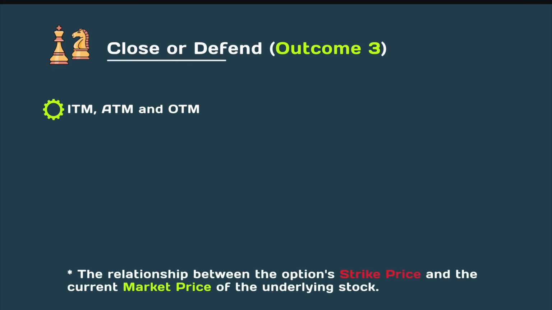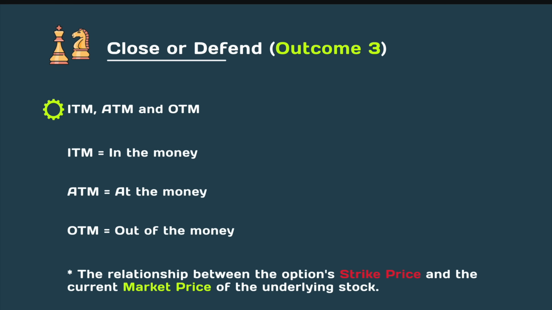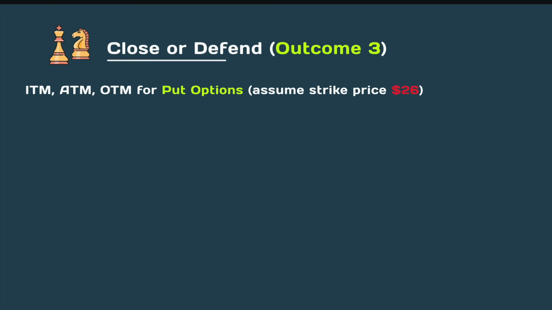So now here's the second idea over here. It's the relationship between the strike price and the stock price or the market price of the underlying stock. In this case over here, I want to introduce the terminology of ITM, ATM, and OTM, which stands for in the money, ATM is at the money, and OTM is out of the money. So diving deeper into those definitions over here, let's assume that we have an option that has a strike price of $26, and let's look at these three different states.